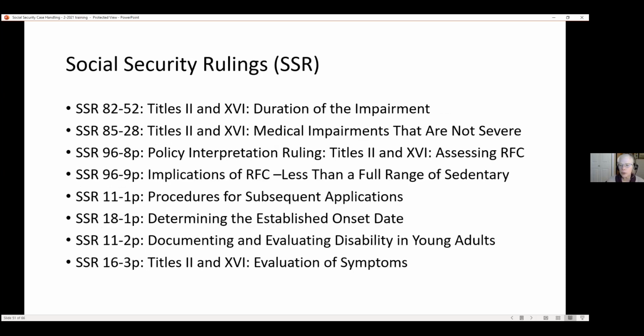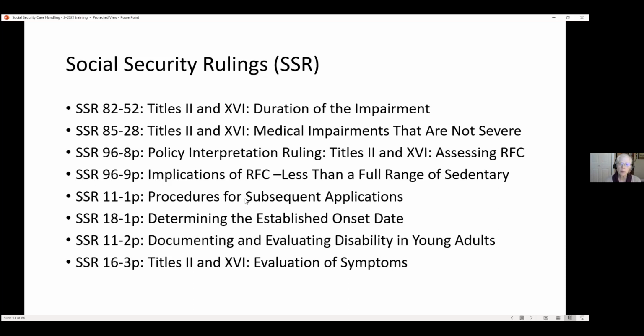The rulings, Social Security rulings, here's a sample. I talked about duration, lasted 12 months or expected to last 12 months. Medical impairments that are not severe, that's where you can look to see what your argument can be there. Assessing RFC, 96-8P, that's the language about on a regular and continuing basis, 8 hours a day, 5 days a week. I often cite that. 96-9P has things like what difference does having a cane make? Do you need to stoop?